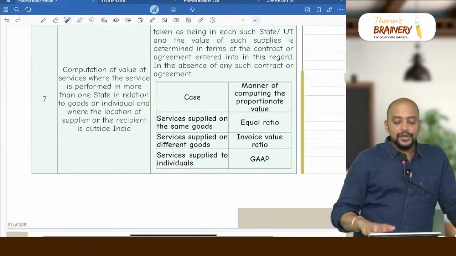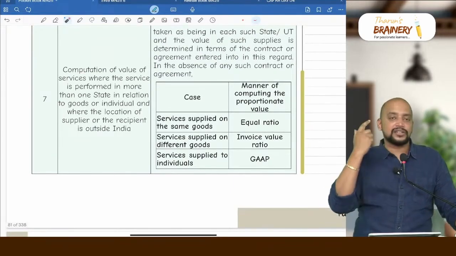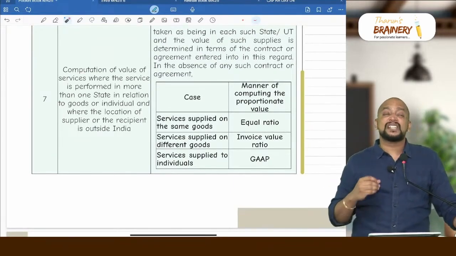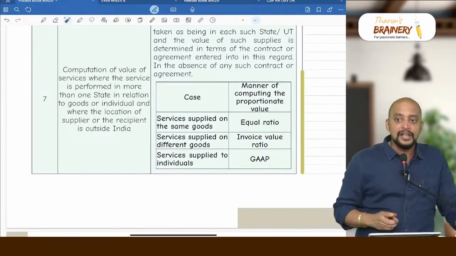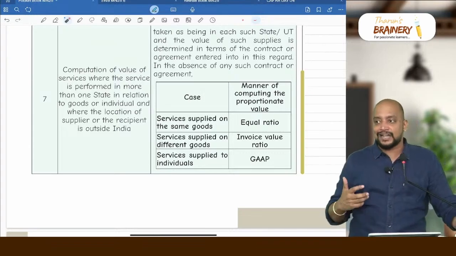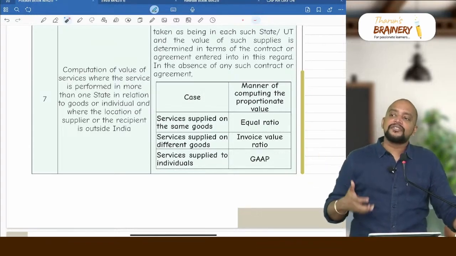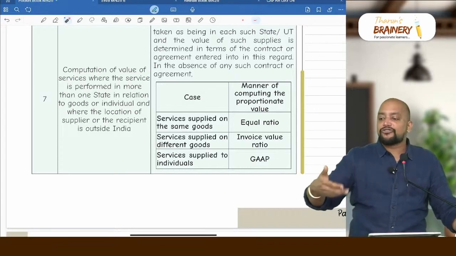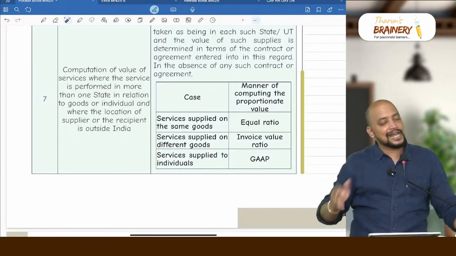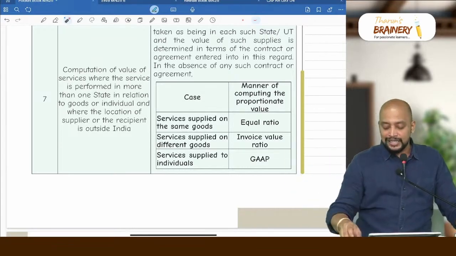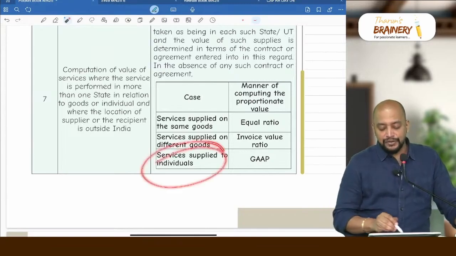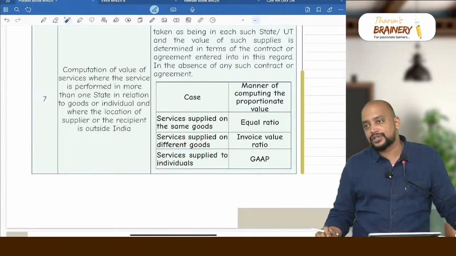Then Rule 7. Rule 7 is applicable in the context of section 13, that is performance based service in relation to individual. Location of performance will be taken. If physical presence of the recipient is required, then in that case, what if under a single contract, we are performing the service in multiple locations? Again, expenditure ratio. You can see there, services supplied to individuals, GAAP, that is expenditure ratio.